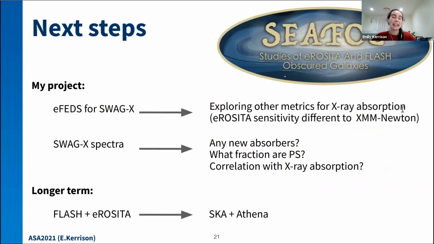So next steps for my project. I'm going to be looking at the EFEDS field for SWAG-X. I want to explore some metrics for X-ray absorption because, of course, the sensitivities of this telescope are a bit different to those of XMM-Newton. In terms of SWAG-X spectra, I'll be able to look for new absorbers, and I really want to be able to answer what fraction of this population are peaked spectrum, and what fraction of those have X-ray absorption. In terms of the longer term goals, the stuff that I'm doing now will provide a nice precursor to FLASH and eROSITA synergy, which will in turn hopefully lead to great collaboration between the SKA and Athena.